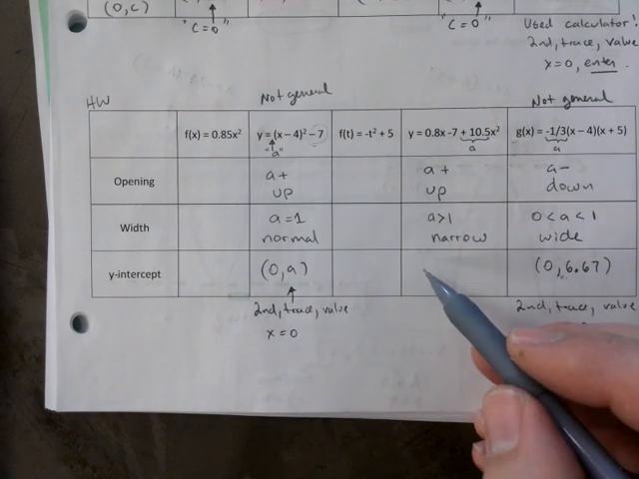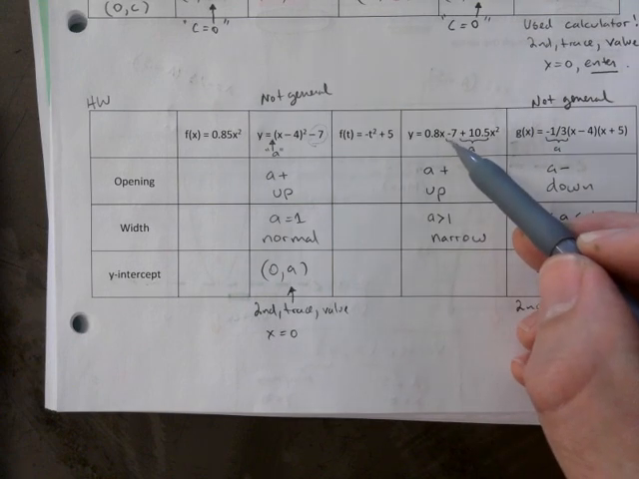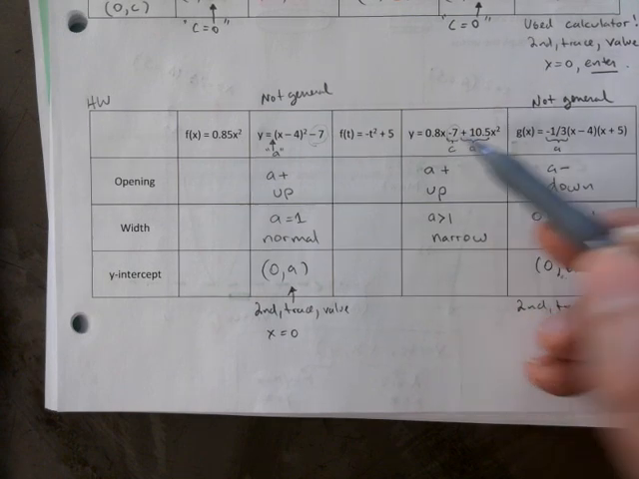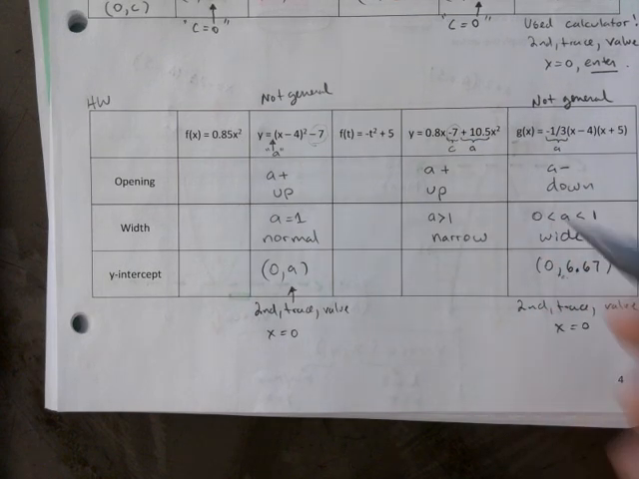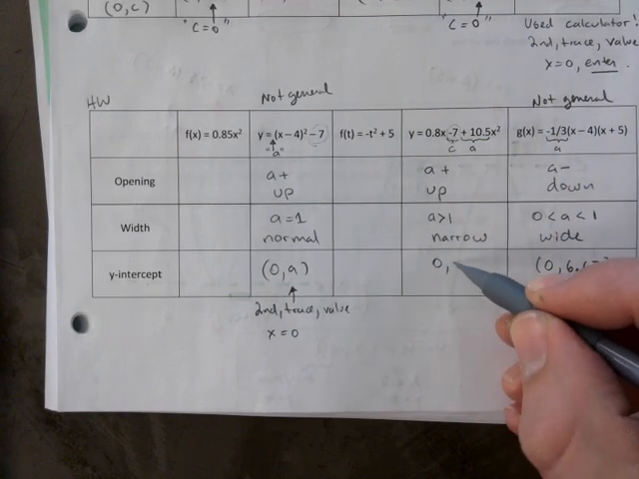And my y-intercept? It's actually this one right here. This is c. It's the constant. It's just without a variable attached to it. So that'd be -7. So it's (0, -7).